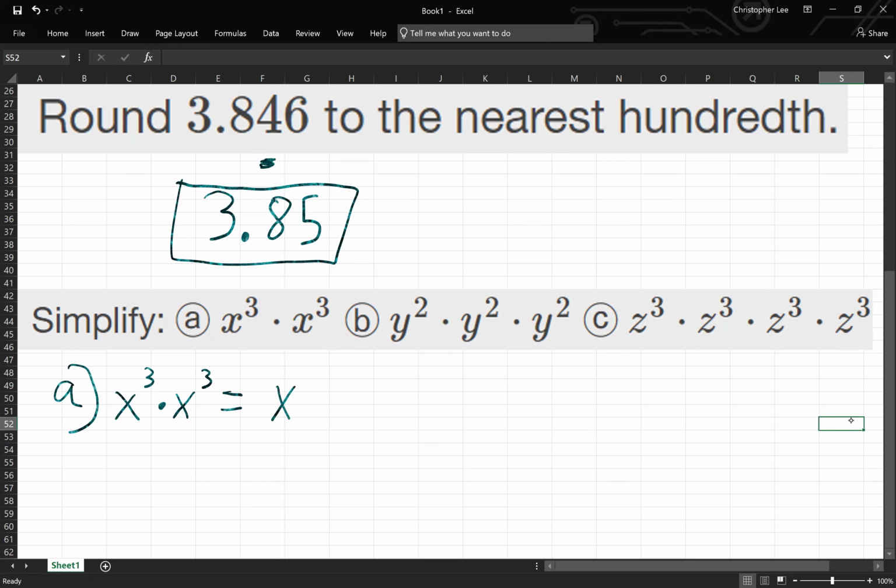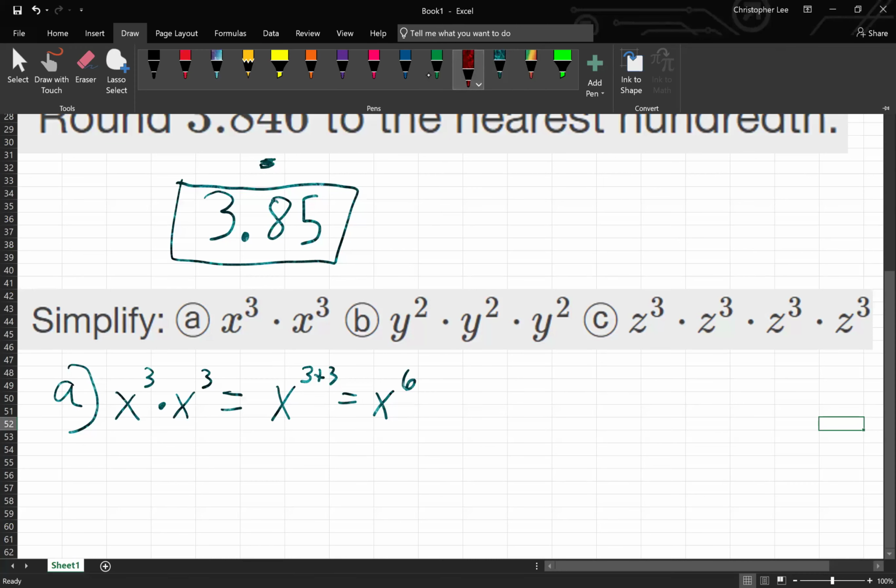And what am I gonna do with the powers? You could multiply them or put them together. Oh, it's not multiply, it's actually add them. My bad, adding. All right, so it's gonna be 3 plus 3, which is gonna become what? X to the 6th power. All right. Let's try B.